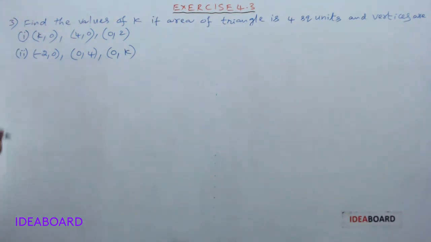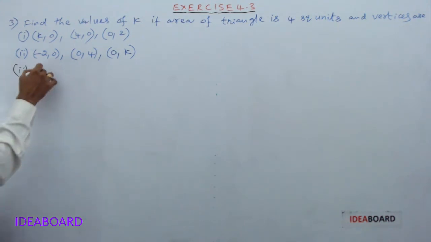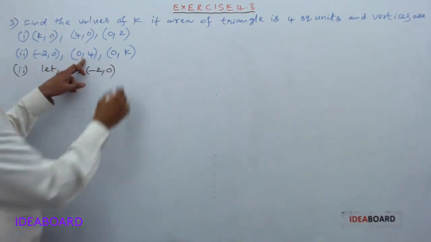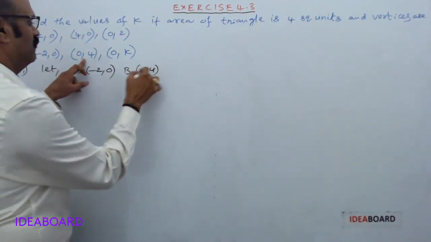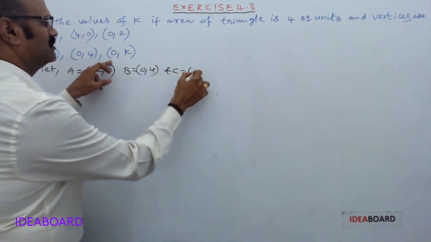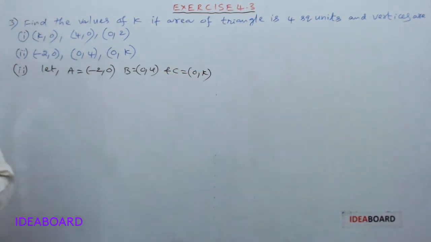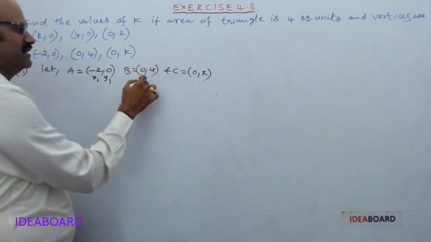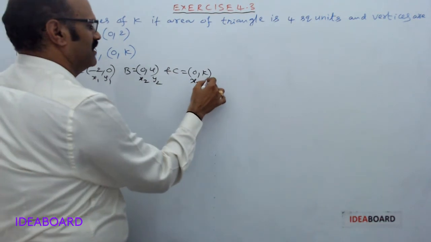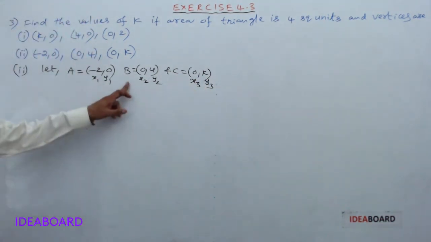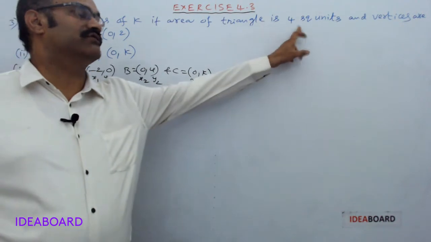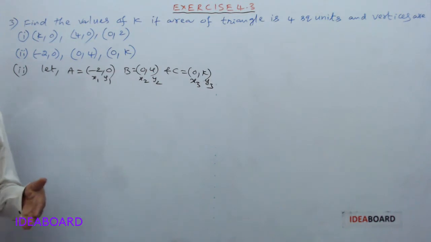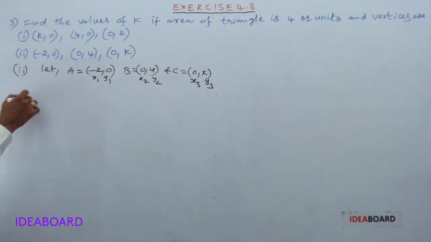Now the second problem. Let A equal (minus 2, 0), B equal (0, 4) and C equal (0, k). Take the first point as (x1, y1), the second as (x2, y2) and the third as (x3, y3). Now the area of the triangle is given as 4 square units. Whenever the area is given, the determinant can be positive or negative.